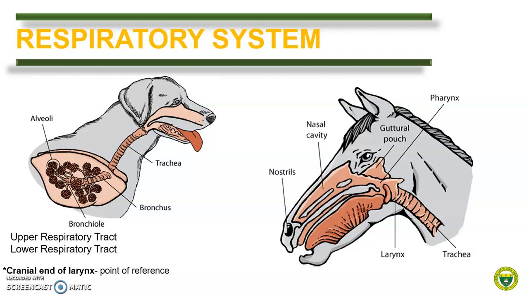and blood. The system is provided with organs to perform this particular function, and they can be divided into upper and lower respiratory tract. The respiratory organs located within the head, that includes the nose, the paranasal sinuses, and the nasopharynx, are termed as the upper respiratory tract, while the lower respiratory tract consists of the larynx, the trachea, and the lungs. The cranial end of the larynx serves as the boundary between the upper and the lower respiratory tract.